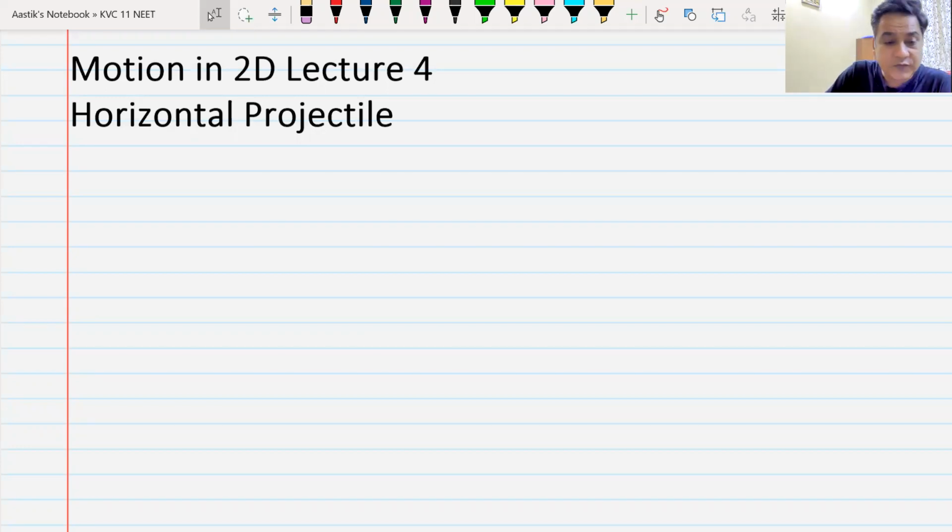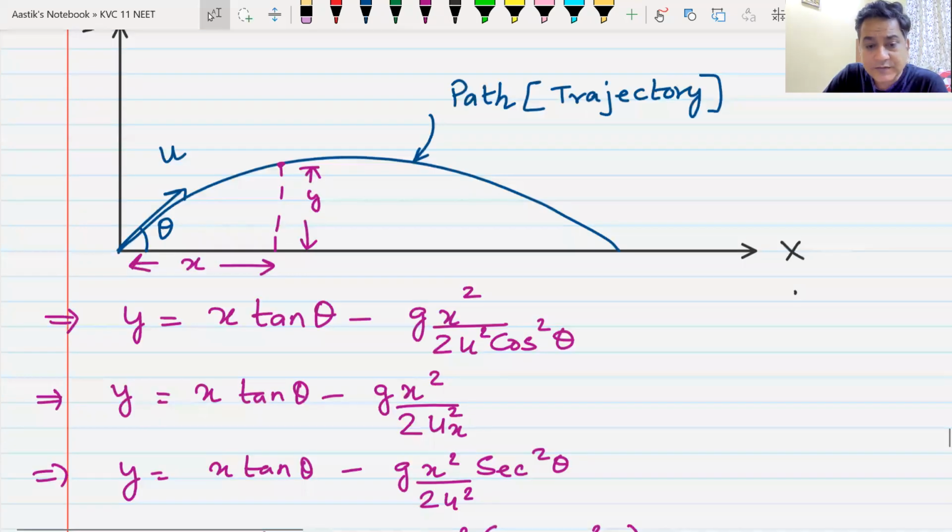Anyways, in the last class, we had discussed the equation of trajectory. Do we remember this equation of trajectory in the various forms that we had seen? Do we remember this? Yes or no? Anyone remember this equation of trajectory? We had solved some problems on the equation of trajectory.